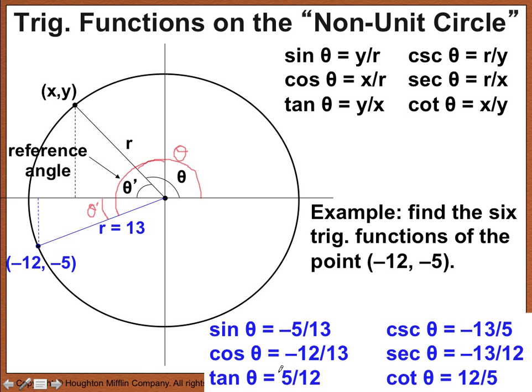And why is it positive? Simply because the negatives cancel. Negative 5 over negative 12 is simply positive 5/12.